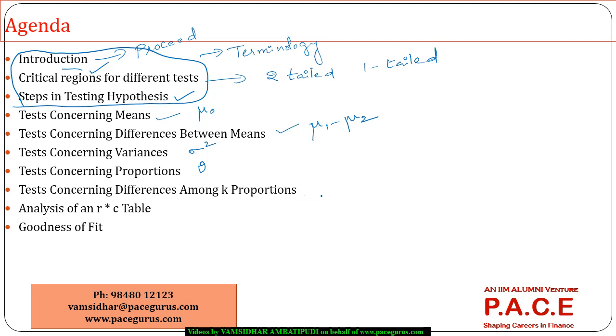Then I am looking at the differences among the k proportions, wherein we would be introducing the chi-squared kind of test. So comparing theta 1, theta 2, theta 3, we are doing some kind of comparisons. When we are doing comparisons across multiple proportions, what are the tests that are involved? Then from tabulated frequencies where there are R rows and C columns, how do I analyze this R by C table, wherein I would again be using a chi-square test? And finally, we would also look at an application called goodness of fit, where also we would be using the chi-square test only.